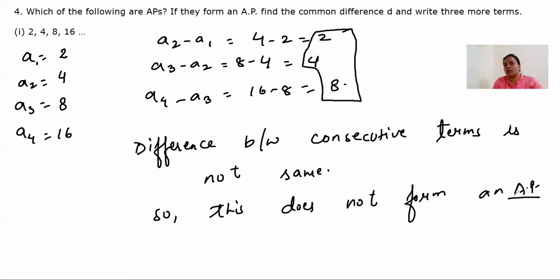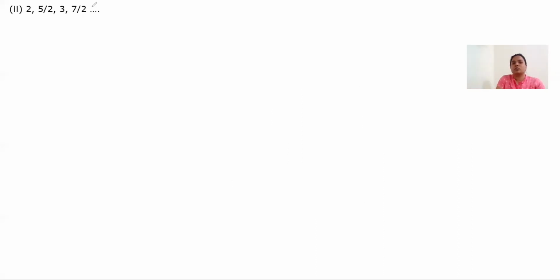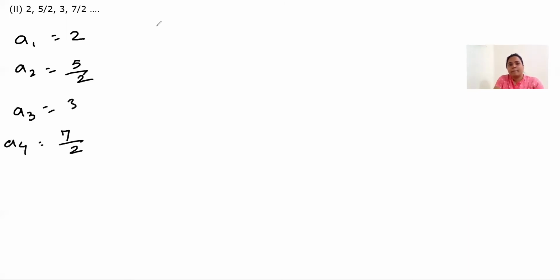Correct? So if this is not an AP, we cannot find the common difference and we cannot write the other terms. Next is 2, 5 by 2, 3 and 7 by 2. So A1 is 2, A2 is 5 by 2, A3 is 3 and A4 is 7 by 2. Let's find the D. A2 minus A1, that is 5 upon 2 minus 2, that will be equal to 5 minus 4 upon 2, that will be equal to 1 by 2.